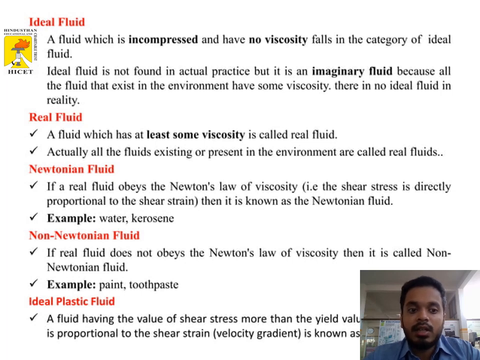First one, ideal fluid. A fluid which is incompressible and has no viscosity falls in the category of ideal fluid. Ideal fluid is not found in actual practice, but it is an imaginary fluid because all the fluids that exist in the environment have some viscosity. There is no ideal fluid in reality. A real fluid is a fluid which has at least some viscosity. Actually all the fluids present in the environment are real fluids. For example, water is a real fluid.